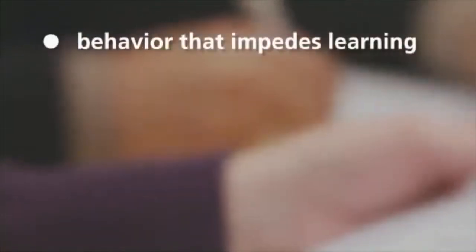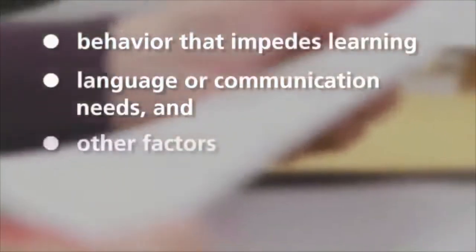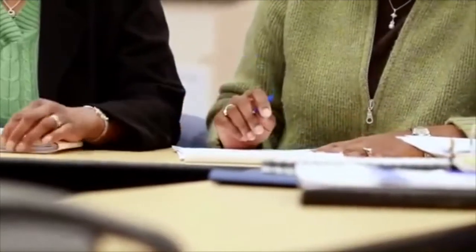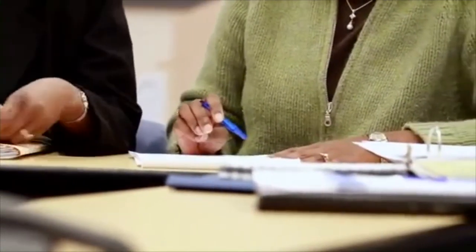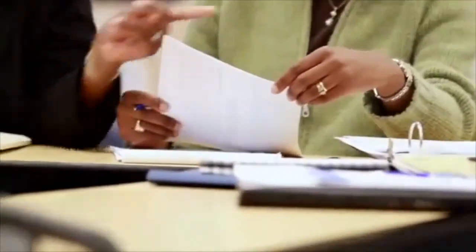Special factors that affect your child's education will be included on the IEP form, such as behavior that impedes learning, language or communication needs, and other factors. Once your child's academic and functional needs have been identified, the team will write measurable annual goals that will address those needs. Each goal will specifically describe the skills your child is expected to learn in a particular area over the course of 12 months.